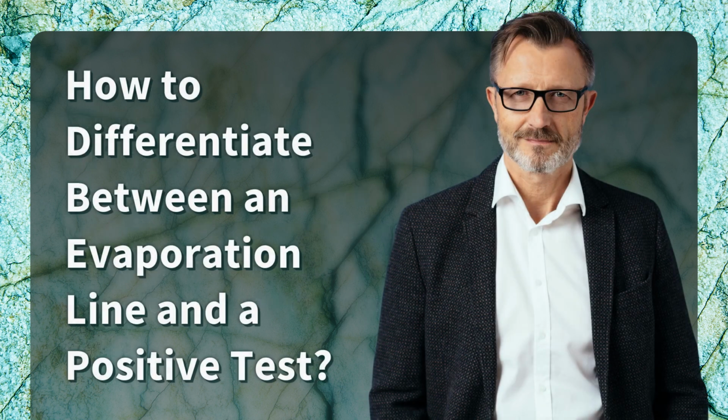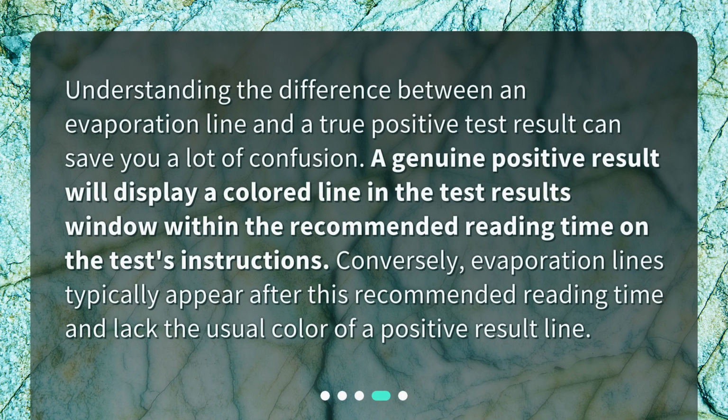How to differentiate between an evaporation line and a positive test? Understanding the difference between an evaporation line and a true positive test result can save you a lot of confusion. A genuine positive result will display a colored line in the test results window within the recommended reading time on the test's instructions. Conversely, evaporation lines typically appear after this recommended reading time and lack the usual color of a positive result line.